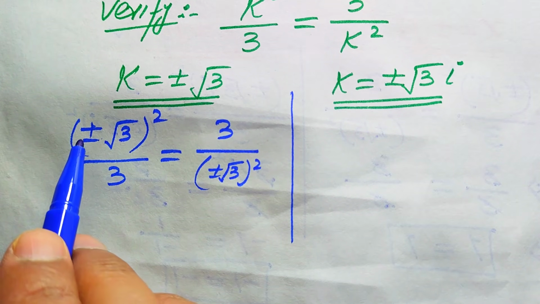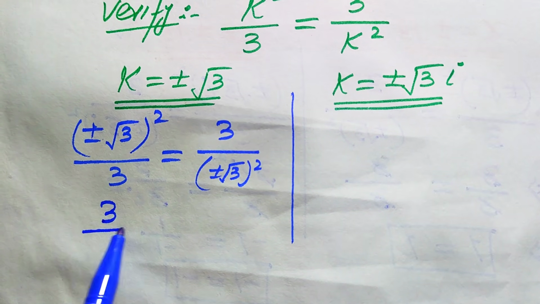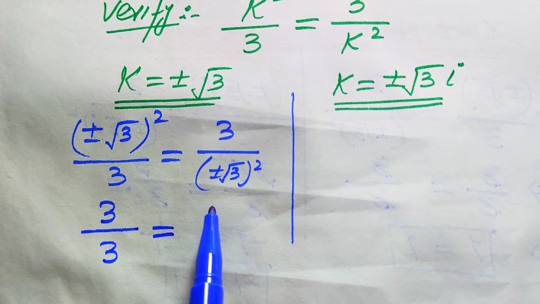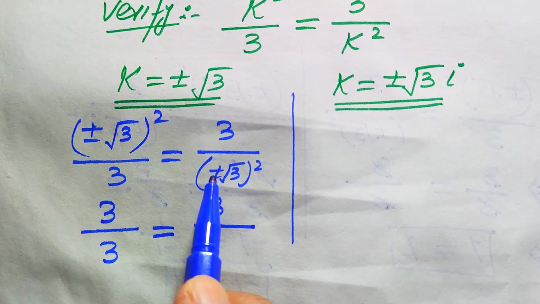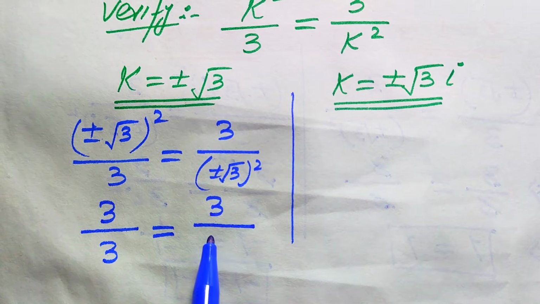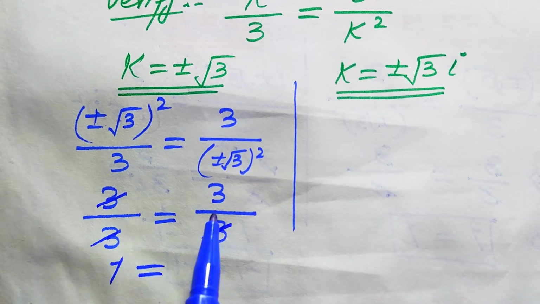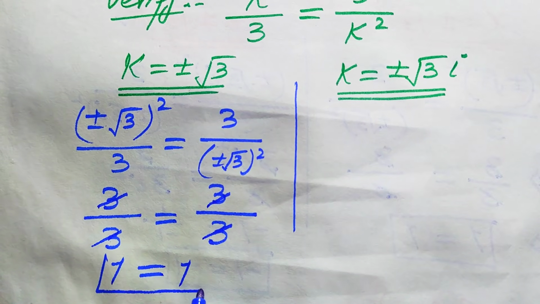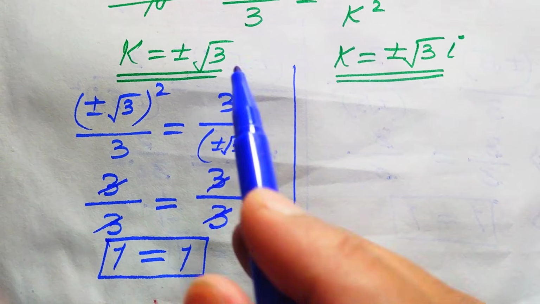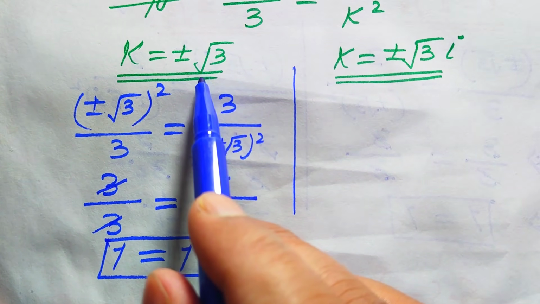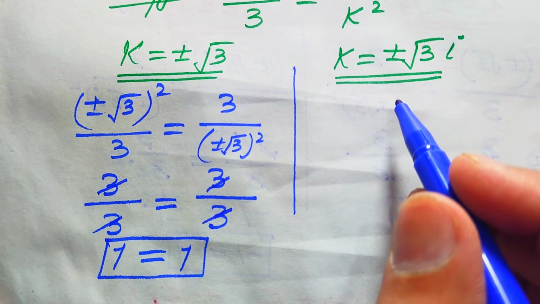So this means that the square of plus minus becomes plus, and the square of square root of 3 becomes 3, and it is divided by 3 is equal to, in the same pattern, 3 divided by plus minus square root of 3 squared. So again the square of plus minus becomes plus, the square of square root of 3 becomes 3. So these 3 and these 3 are gone, and we get 1 is equal to, this 3 and this 3 are also gone, and again we get 1. So this shows that both sides are equal. It means that the values k is equal to plus minus square root of 3 satisfy our given question statement. And now in the same pattern, we need to verify these two roots.